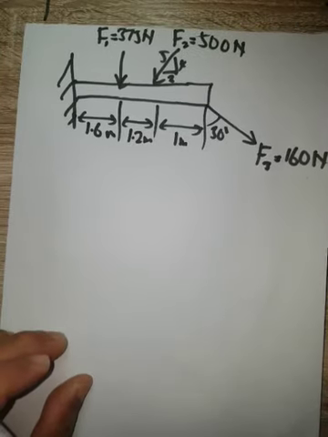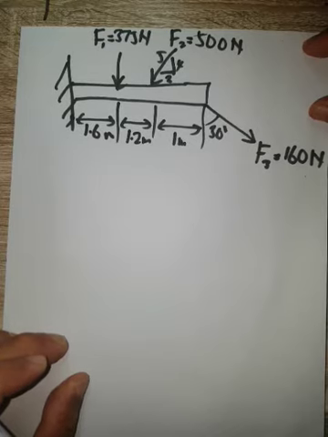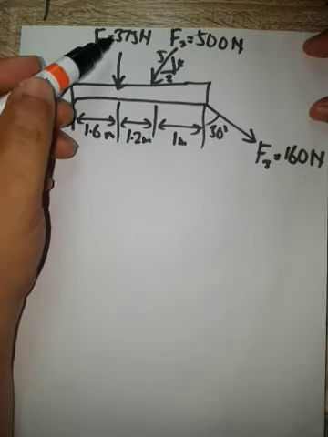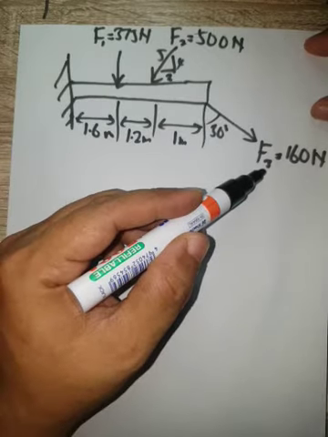Now we gave you an example of a problem of moment in 2D. We solve this problem by using the scalar method. Here we have a beam with three forces: F1 at 375 Newton, F2 at 400 Newton, and F3 at 160 Newton.